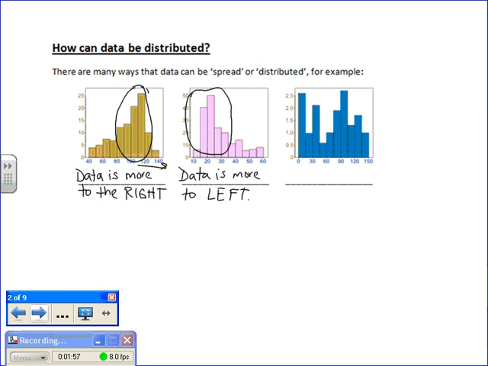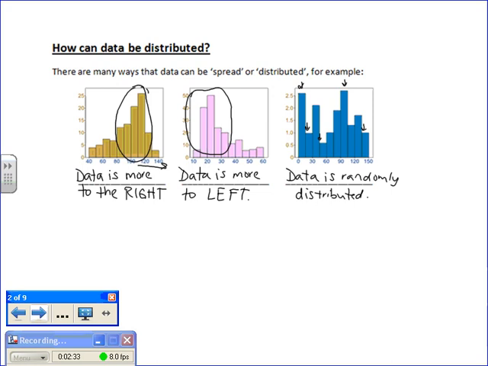And if you look at the blue graph, it's pretty random. It's sort of all over the place, isn't it? On the left-hand side, I've got some pretty big frequencies, but also over here on the right-hand side, I have some as well. I've got some low frequencies on the left as well as on the right, and in the middle too. So I could say that this data is randomly distributed. So there's lots of different ways that data can be spread out.